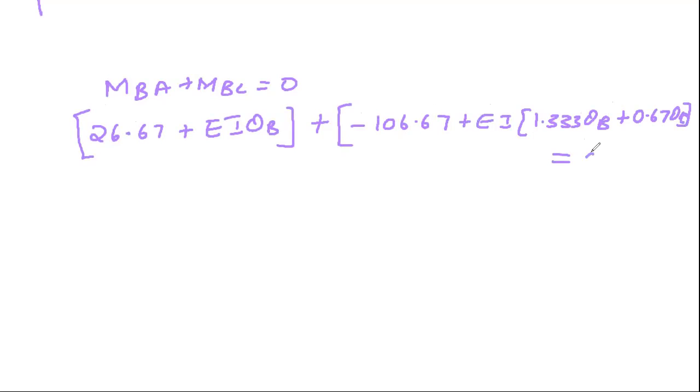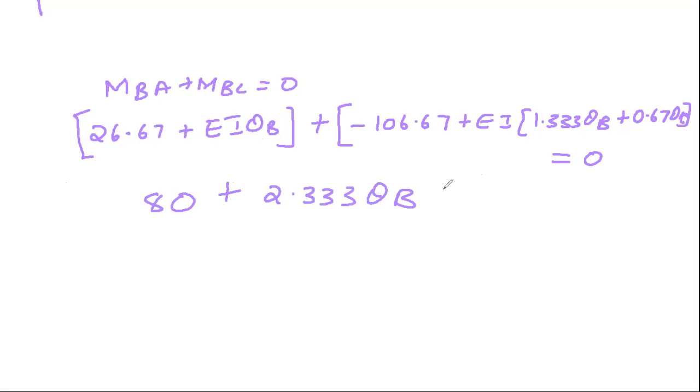So this total is equal to 0. If you solve this equation, 26.67 minus 106.67 is how much? Plus 80. This is plus 80. And plus 1.33 plus EI theta B. So plus means 1, so this will become plus 2.333 theta B.